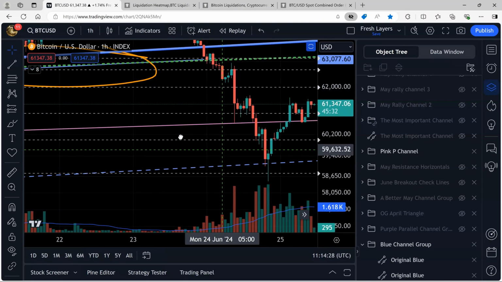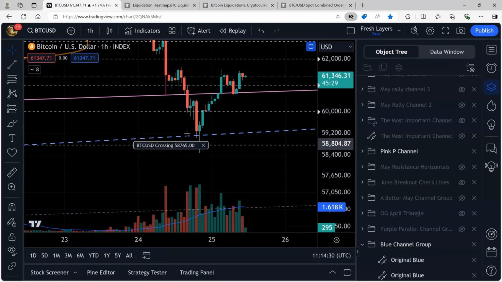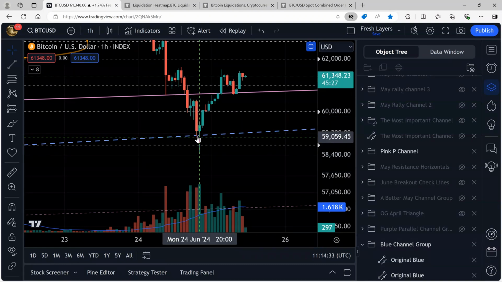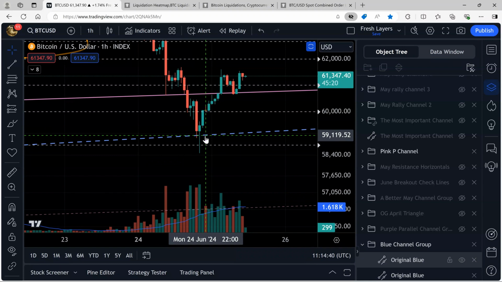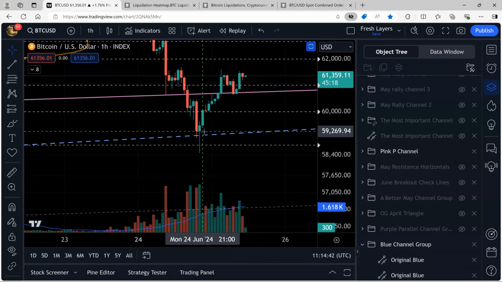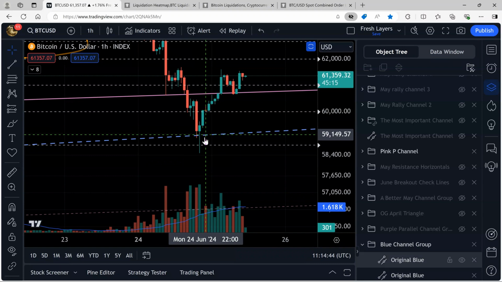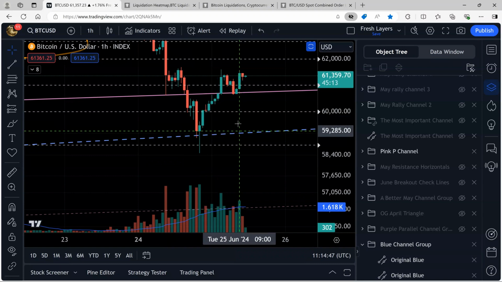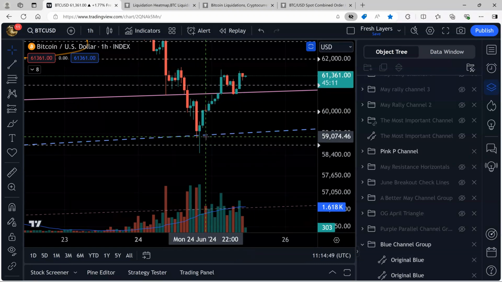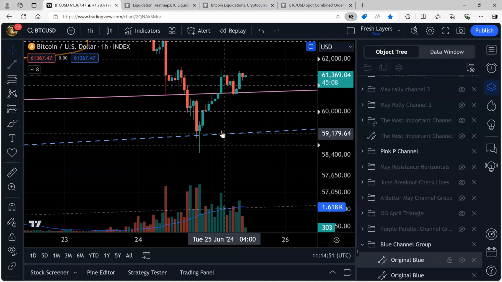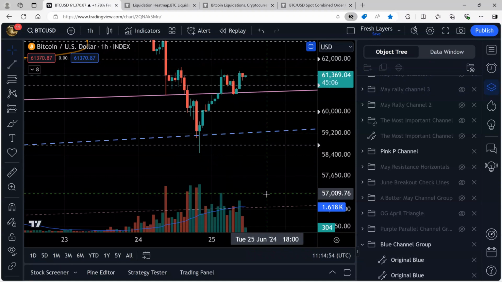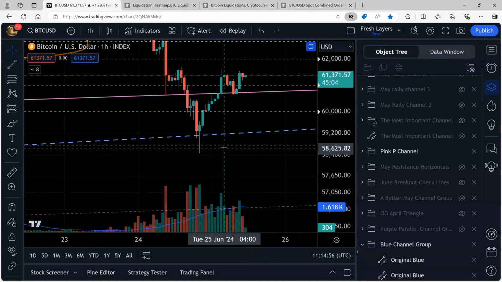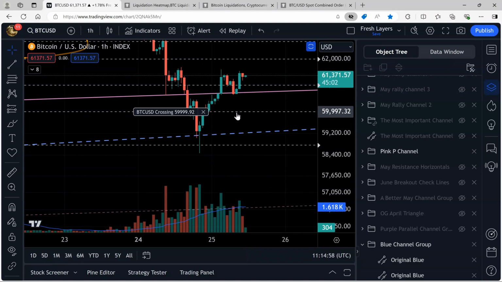When we go to a 1 hour, you can see how we did wick through briefly, but it was the center line of this blue channel that acted as support. Pretty much. I mean, 59.1, and that's at 59.2. So it's off by $100, and that just could be artist error. These white lines are alerts that I've set, so they aren't really interacting with the price.